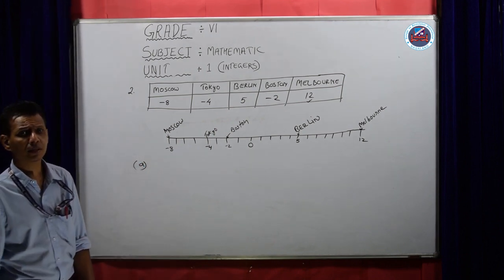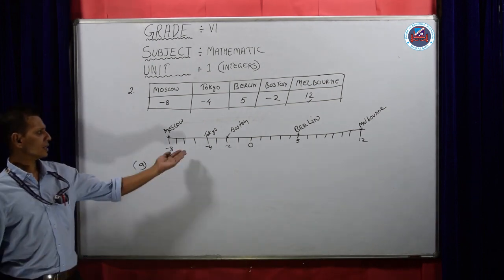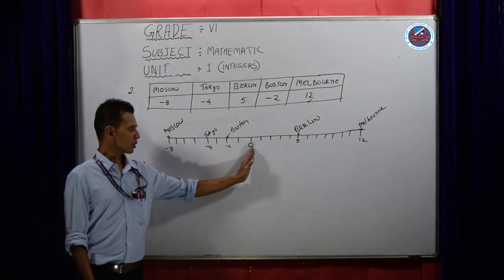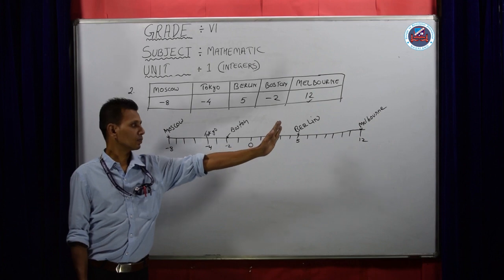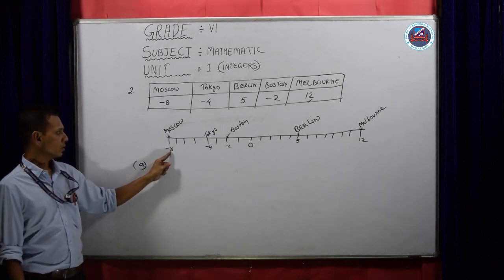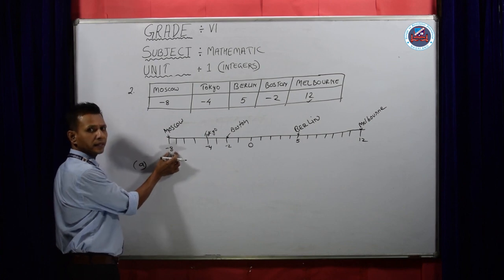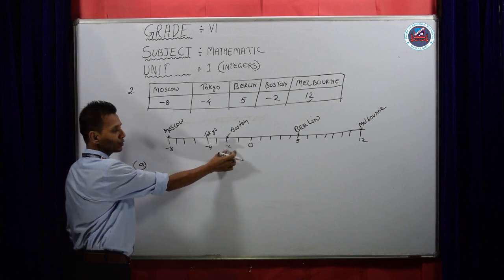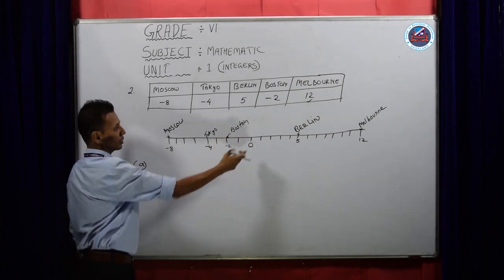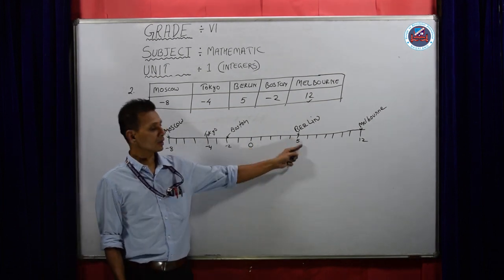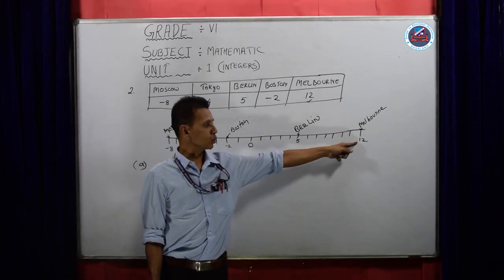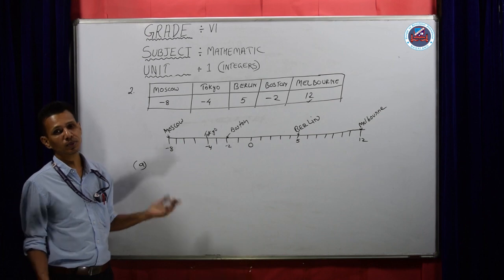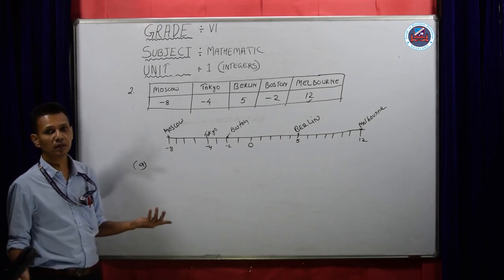Which city is the warmest? Just have a look. You have already arranged them in order. Since 0 is in the center, the right side is all positive, the left side is all negative. So, warmer than -8 is -4. Warmer than -4 is -2. Warmer than -2 is 0, of course. Warmer than 0 is 5. Warmer than 5 is 12. That means 12 is the warmest. Then obviously -8 will be the coldest. Is that clear? So question number A, very simple.